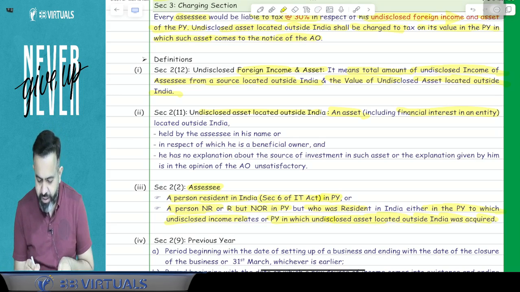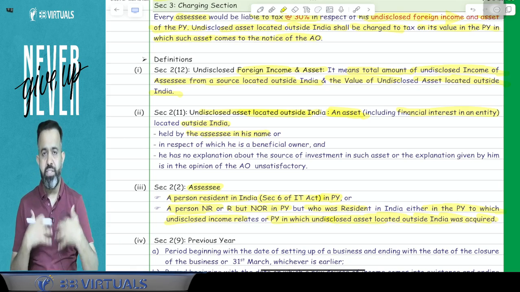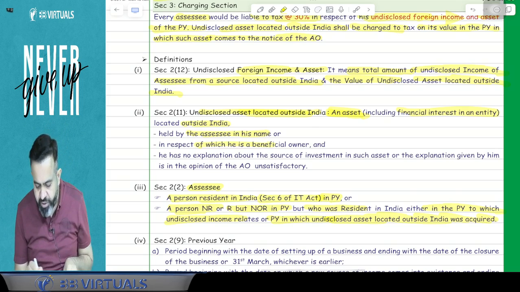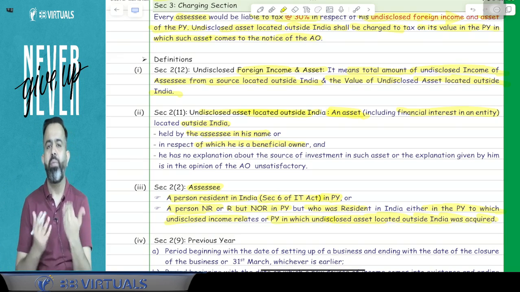So here, undisclosed asset located outside India means any asset including the financial interest located outside India held by the assessee in his name. Means suppose that asset is held in my name only, or in respect of which he is a beneficial owner, that is, the asset is not in my name but I am a beneficial owner.